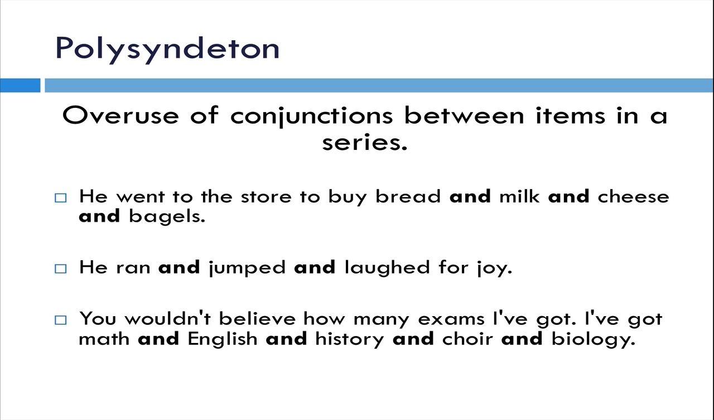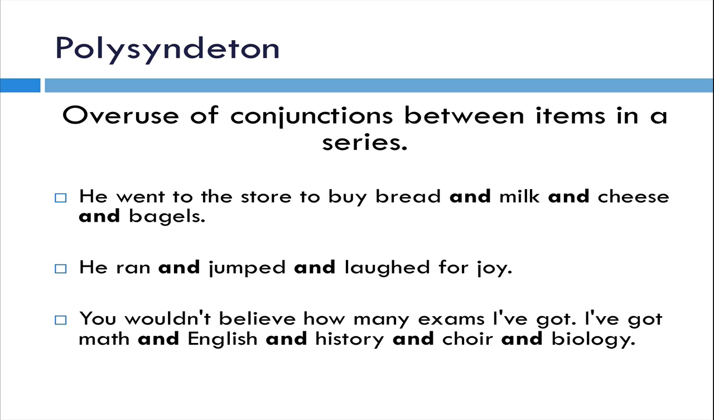So first off, polysyndeton. Polysyndeton is the overuse of conjunctions between those items in a series. So if we rewrote our example sentence using polysyndeton, rather than having commas between most of the items and then the "and" before the last one, it becomes, he went to the store to buy bread and milk and cheese and bagels. And that is okay. That is grammatically okay. That is stylistically okay. And that is polysyndeton, the overuse of conjunctions when connecting items in a series.